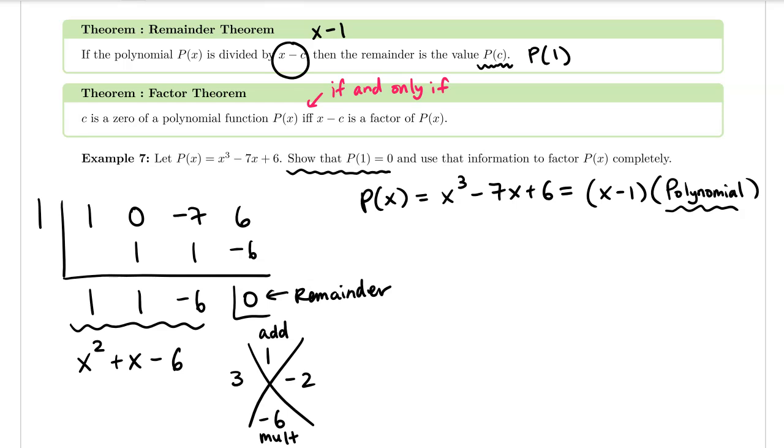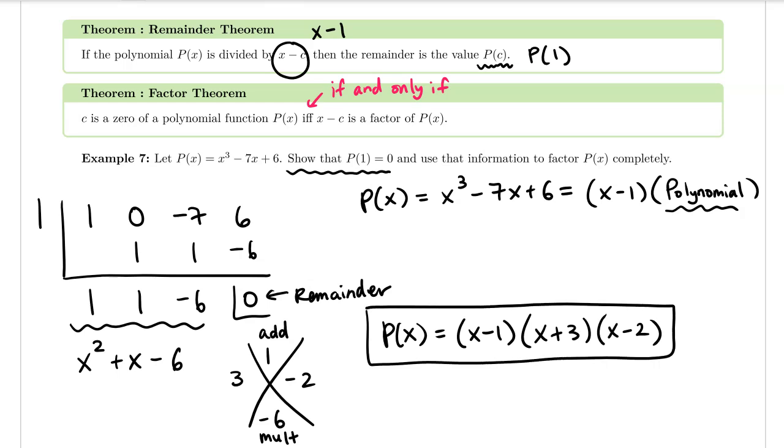So now what we can do is we can factor our polynomial p of x into x minus 1, and then we said it was x squared plus x minus 6. However, we just factored that quadratic, so I'm going to go ahead and erase that, and we broke it down even further into x plus 3 times x minus 2. So this is the completely factored form of our original polynomial.